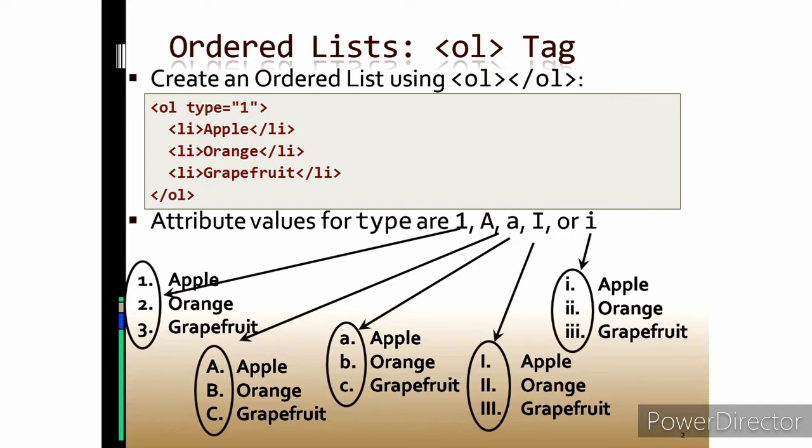Here you can see the first example is 1 2 3, the second one is ABC, and I have taken the same values: apple, orange and grapefruit. So we have 1 2 3, capital ABC, small ABC, then Roman numerals, and then the numbers 1 2 3 4. This we have to remember, to use the attribute as per our requirement or as we wish, isn't it?